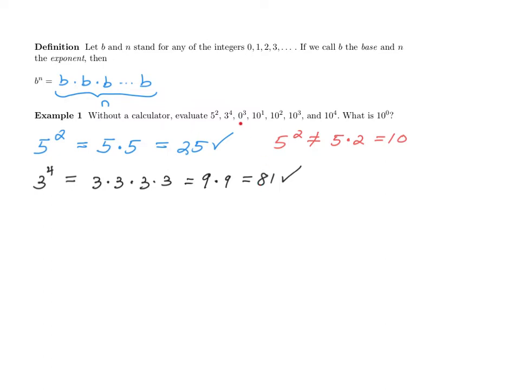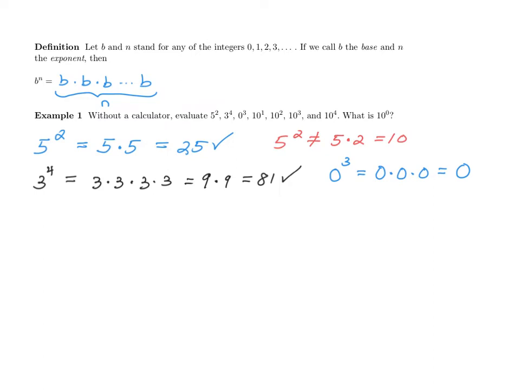What about 0 to the power of 3? So I'll put that over here. 0 cubed is another way you could say this. Well, the base is 0. You would write it down a total of 3 times. And 0 times 0 times 0 is actually just equal to 0.